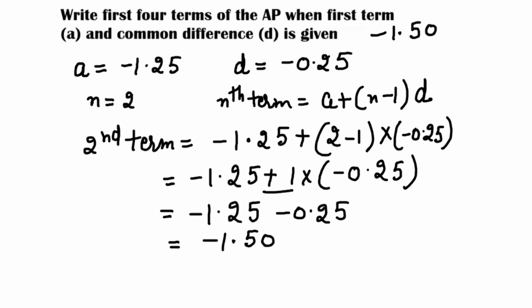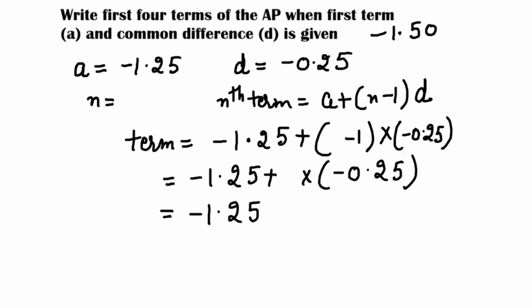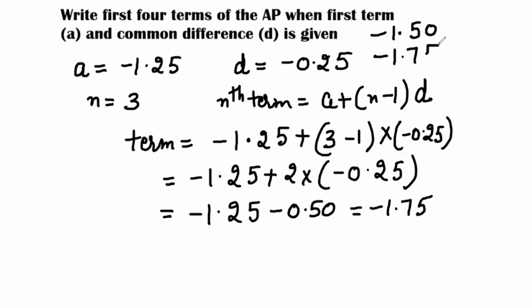Now we need to find the third term. To find the third term, I will substitute the value of n with 3. 3 minus 1 is 2, and 2 into minus 0.25 is minus 0.50. When I solve it, I get minus 1.75. That means our third term is minus 1.75.